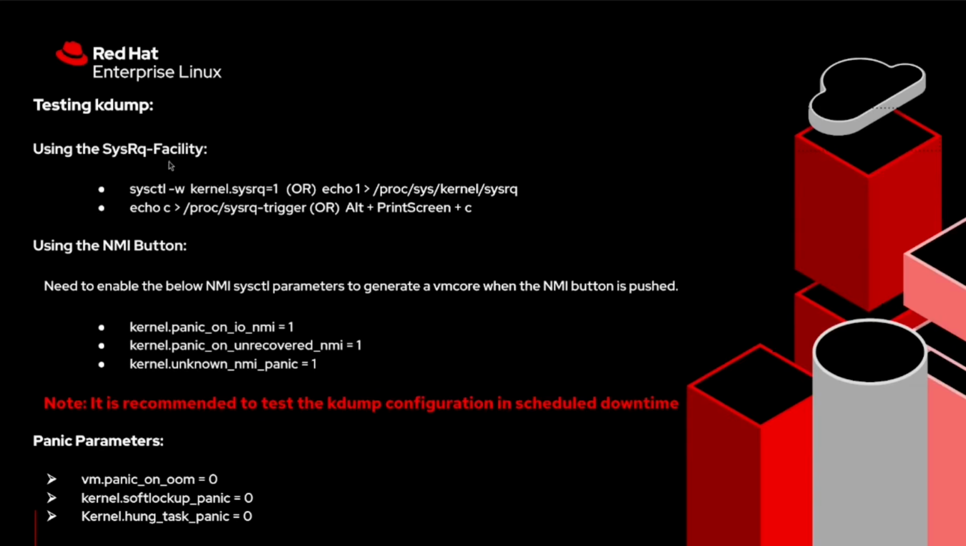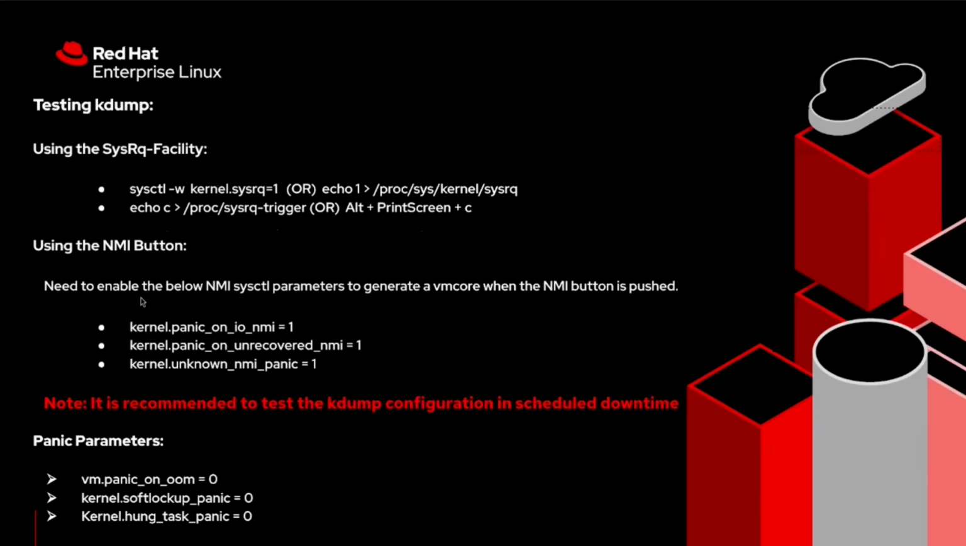To enable the sysrq facility, you can use either one of the commands: sysctl -w kernel.sysrq=1 or echo 1 > /proc/sys/kernel/sysrq. To trigger the crash, you can use echo c > /proc/sysrq-trigger or the Alt+PrintScreen+c keyboard combination. It will panic the system, then capture and save the vmcore as defined in the kdump configuration file. The other method is using the NMI button.